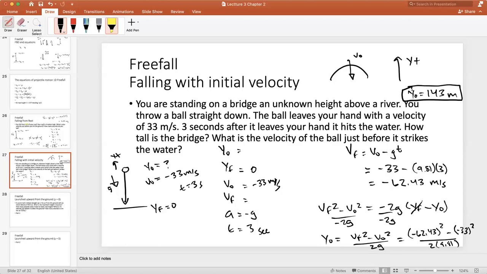Does that make sense? So how long would it fall? As a way to check, how long would it fall if y initial was 143? We would have y final minus y initial is v naught t minus g t squared over 2. Or we have v final squared minus v initial squared is equal to minus 2g times y final minus y initial.